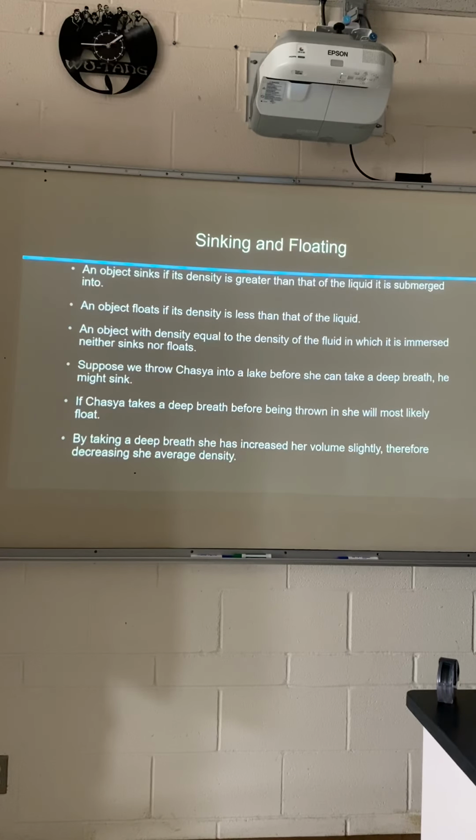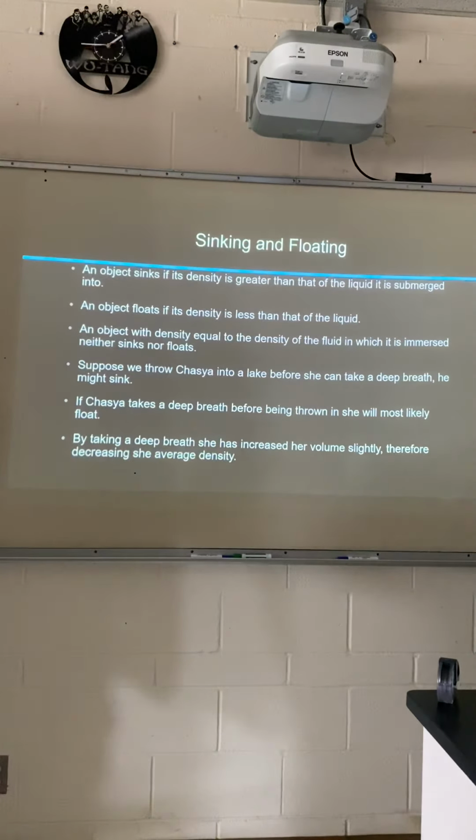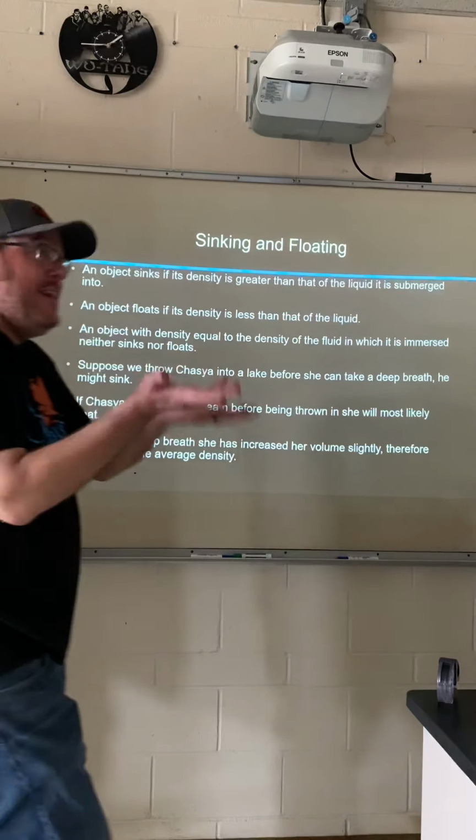So within sinking and floating, an object sinks if its density is greater than the liquid it's submerged in. So if you were to take an object, let's say a rock, and its density is, let's say, 8.5 grams per milliliter, and you throw it into water, it's going to sink because water's density is 1 gram per milliliter. So if its density is greater than the liquid it's trying to be submerged in, it's going to sink. But sometimes you can change the overall volume of an object, and you can actually make it float, or in some cases, make it equal within that fluid.